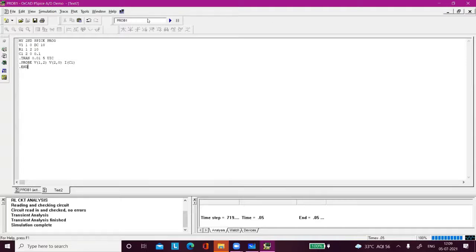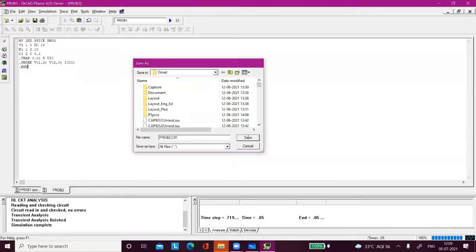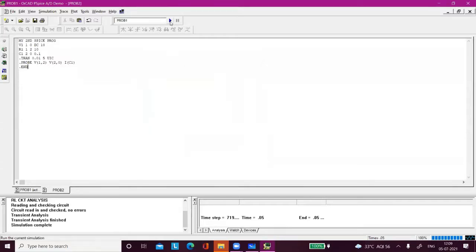Now you save the program. Let the name be problem 2.cir. Remember, always save with the .cir extension. Then save. Remember, if you run now, you will not get the output, because look carefully: the current simulation is problem 1, but the file here is problem 2. If you run, you will get the previous simulation.